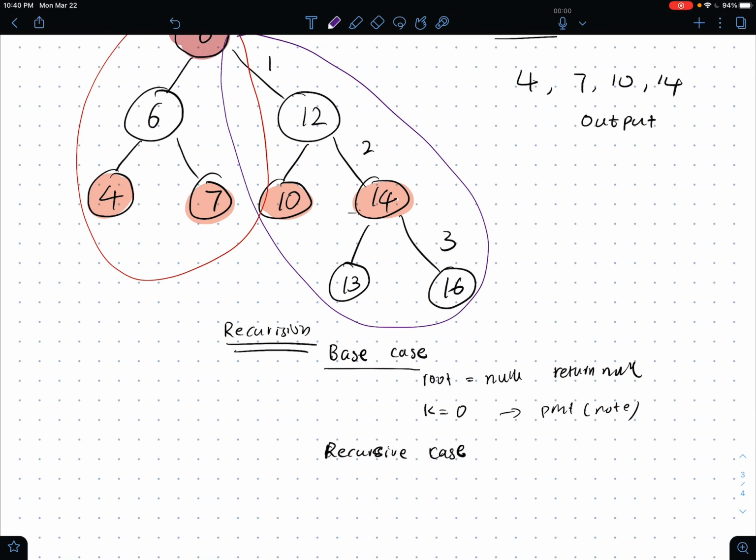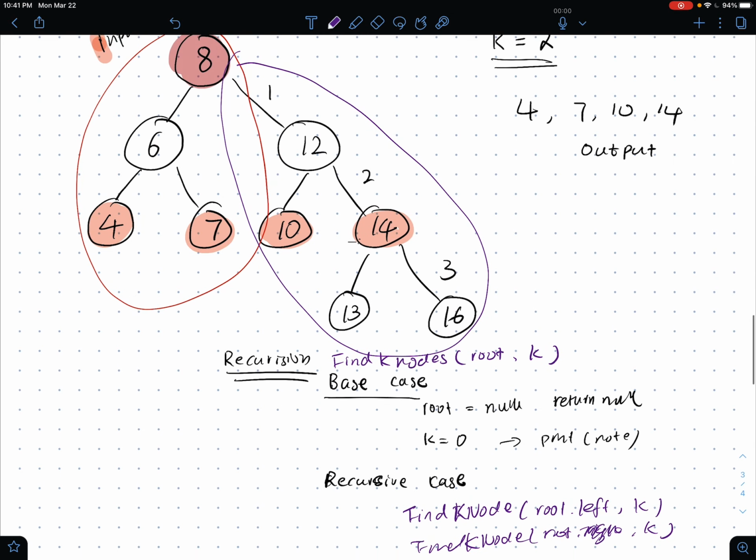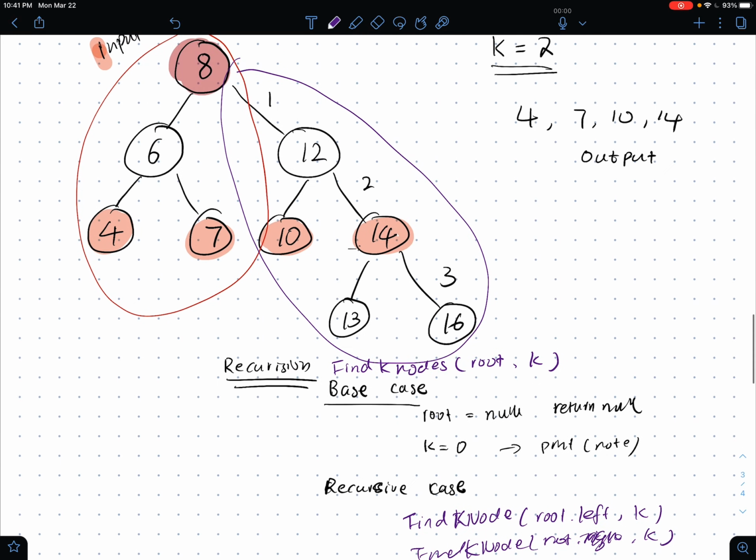So how do we do that? If our function is find k node and takes in root and k, we just need to call this function on the root's left child and k, and the right and k, right? This is basically our approach. If you don't understand, I can explain this more.